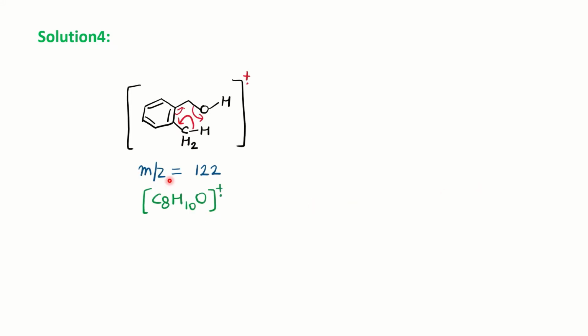So 2-methyl benzyl alcohol. Benzyl means C6H5CH2, and OH is attached to it. For 2-methyl, if you see, one carbon is attached to this OH group, and the second position in the aromatic ring is the neighboring ortho position. So this is 2. So 2-methyl, CH3, this is CH3, 2-methyl benzyl alcohol. If you calculate the mass of this molecule, it is 122.